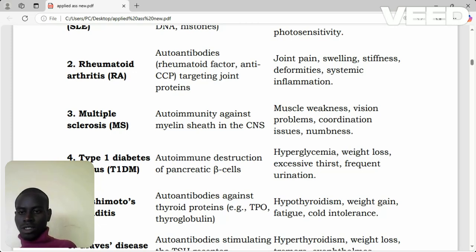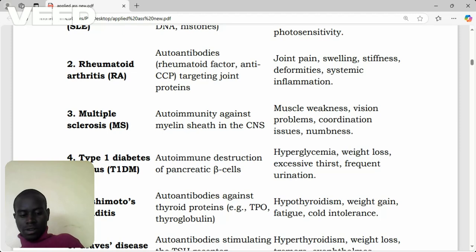The fourth one is type 1 diabetes mellitus. It is caused by autoimmune destruction of pancreatic beta cells. Its clinical manifestations are hyperglycemia, weight loss, excessive thirst, frequent urination, etc.